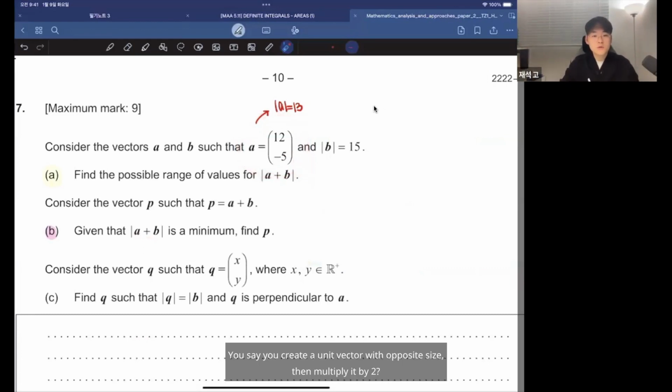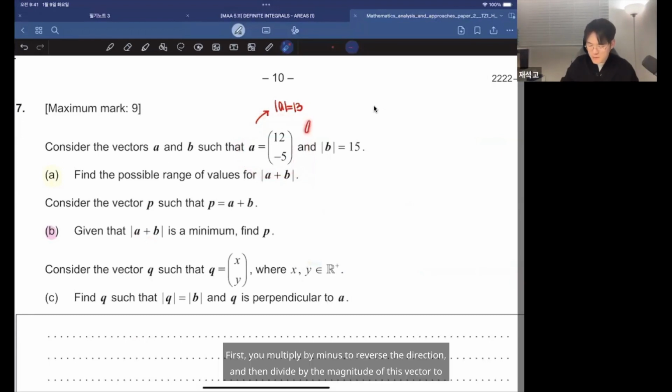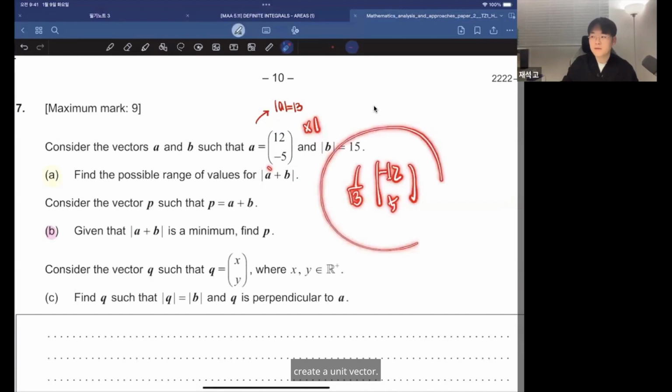You create a unit vector with opposite direction, then multiply it by 2. How do you make a unit vector with opposite direction? First, you multiply by minus to reverse the direction, and then divide by the magnitude of this vector to create a unit vector. Then you multiply it by 2 to create the P vector.